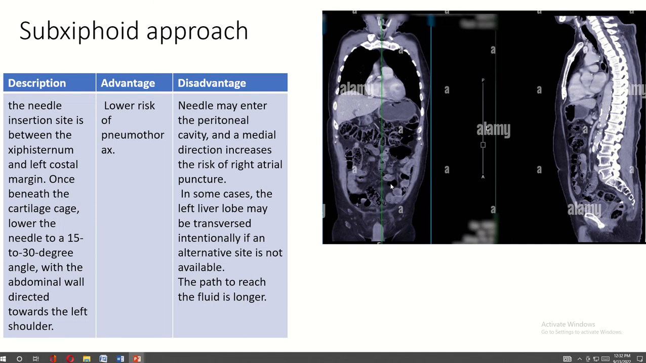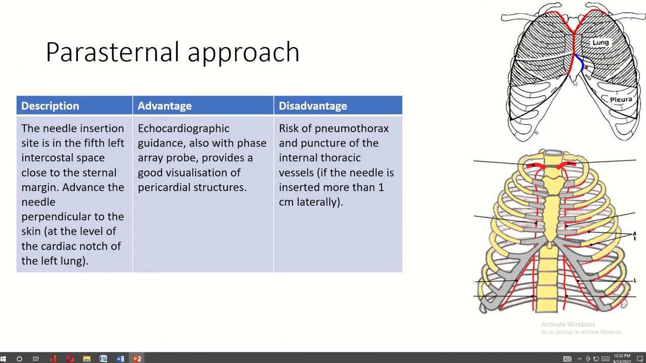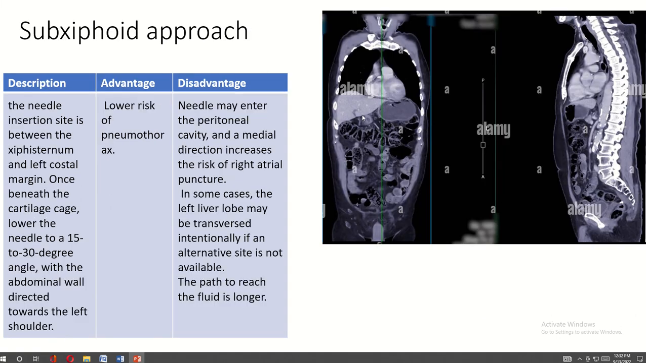The subxiphoid approach. This is the xiphoid process, this is the subcostal margin and this angle, and the needle is inserted through this approach toward the shoulder joint, and you see the anatomical relations here. This is the liver, this is the stomach, the diaphragm, and the needle has to approach toward the pericardial cavity.